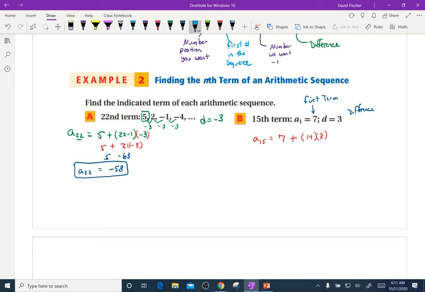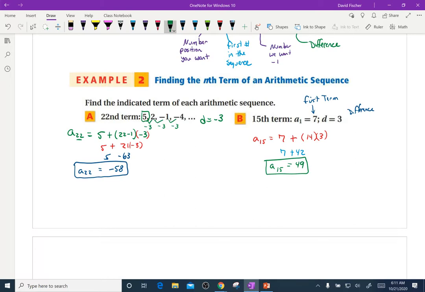All right, 14 times 3 is 42. So now I have 7 plus 42, and if I add 7 to that, I get 49. Final answer, write it in proper format, A sub 15 equals 49.